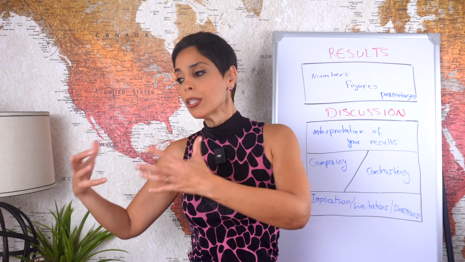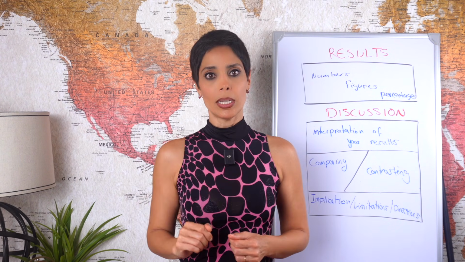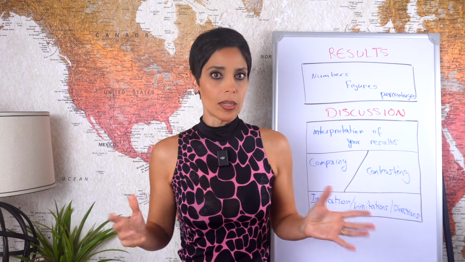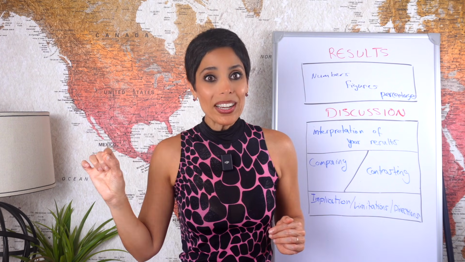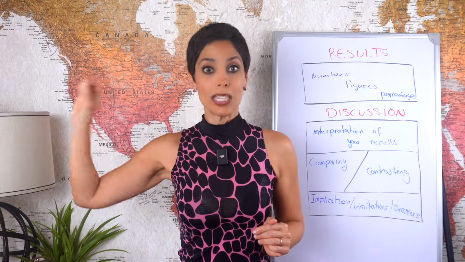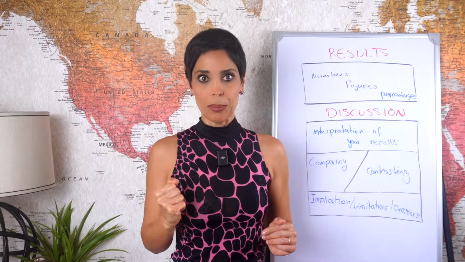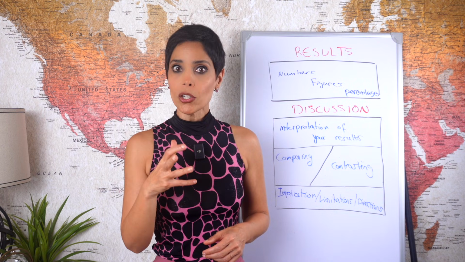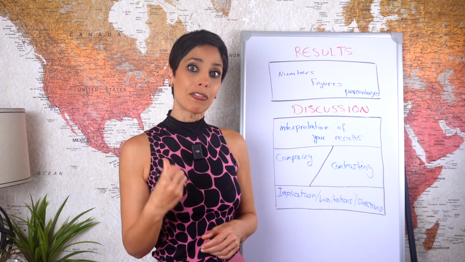You can now show a percentage of the studies using each of these techniques and formats, differences in reported engagement, patterns across study designs. These become numerical results, even though they come from the literature rather than your own experiments. So the results section of a review article is about a structured, quantitative synthesis of the papers you have shortlisted for your review article.